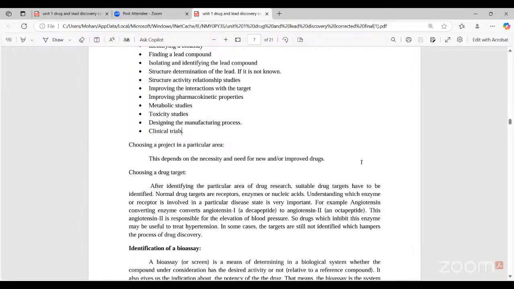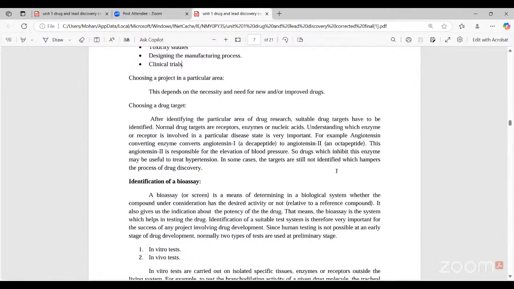Here, identifying the particular area of drug research, we have to identify suitable drug targets. Normal drug targets are receptors, nucleic acids, enzymes, and proteins. All these are the targets. For example, angiotensin converting enzyme. Angiotensin is a decapeptide. It gets hydrolyzed and converts into a peptide like angiotensin 2, which is converted in the presence of angiotensin converting enzyme, the ACE enzyme.